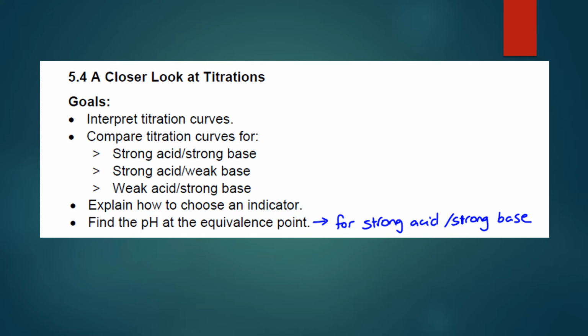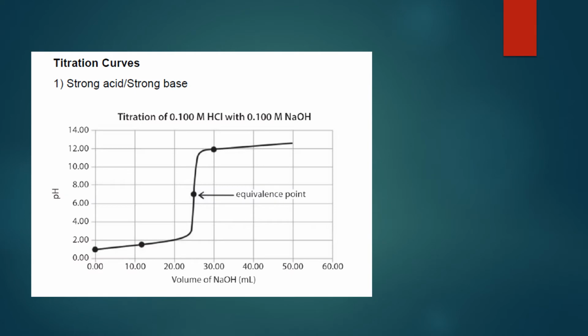The notes go a little bit into finding the pH of a weak acid, strong base, or a weak base, strong acid solution. But we're just going to look at it for a strong acid, strong base solution because of a time constraint and being in a distance format. So first off, here is the titration curve for a strong acid, strong base titration.